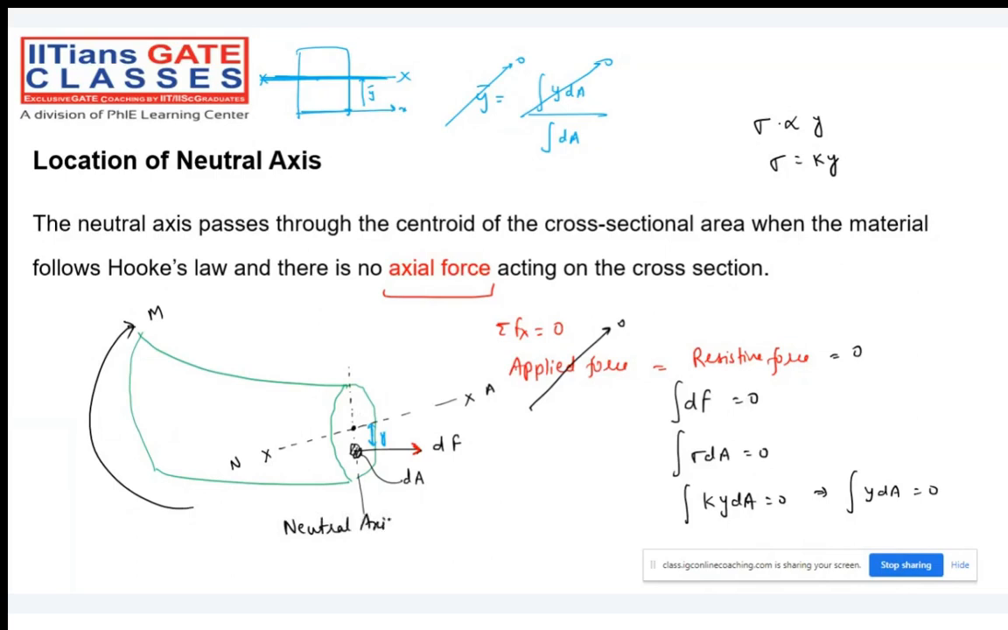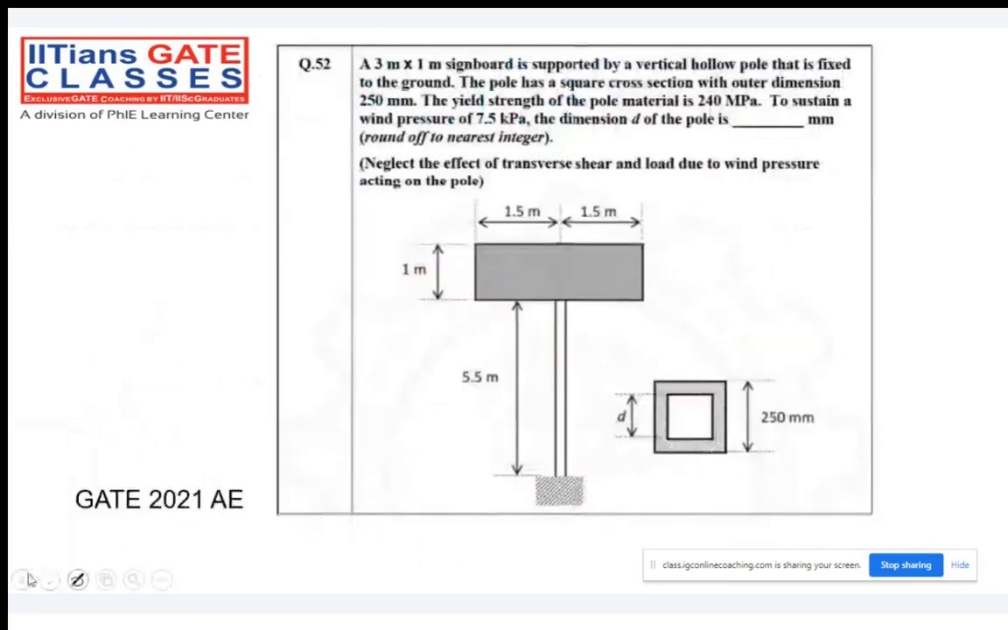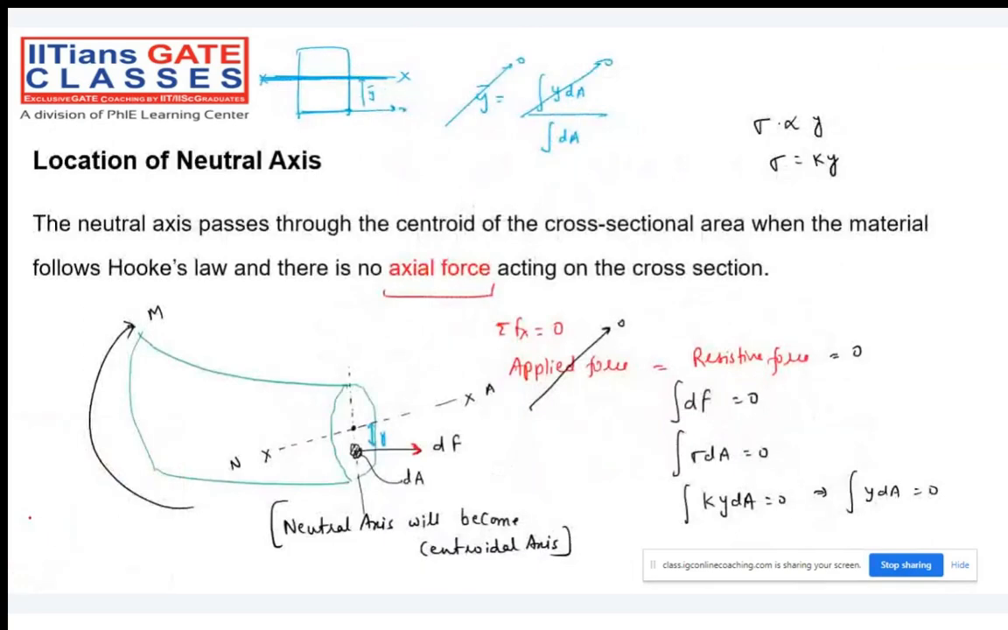Neutral axis will become centroidal axis. Make a note of it. The neutral axis will become a centroidal axis when there is no axial force. Remember, when there is no axial force, only pure bending is there, the neutral axis and centroidal axis will coincide. So either you take the moment of inertia about the neutral axis or about the centroidal axis, it will not make any difference.